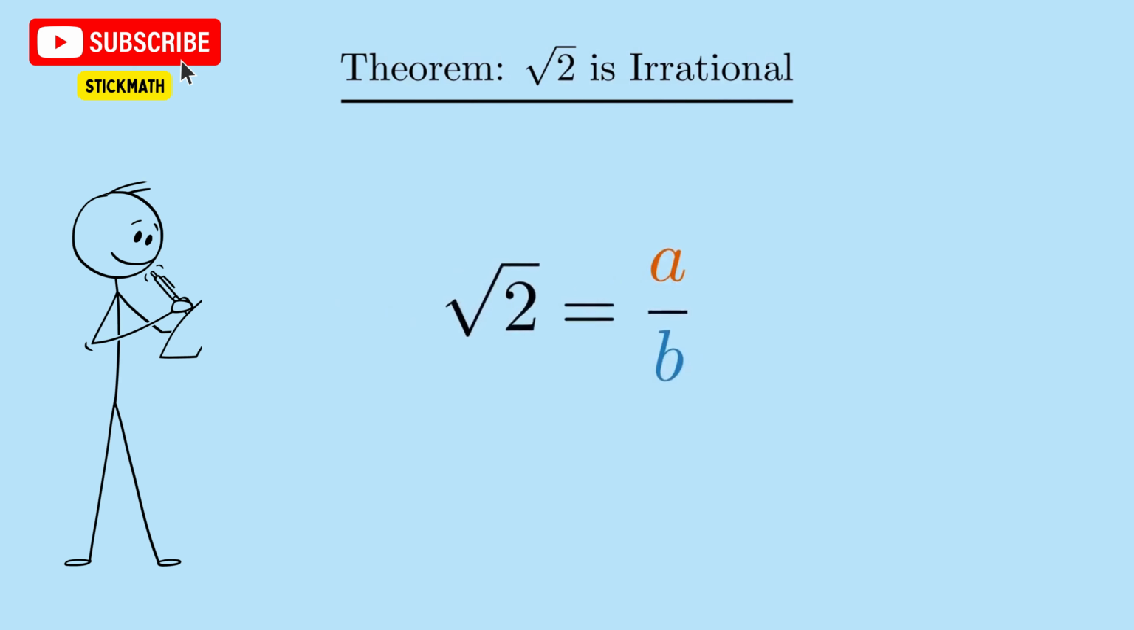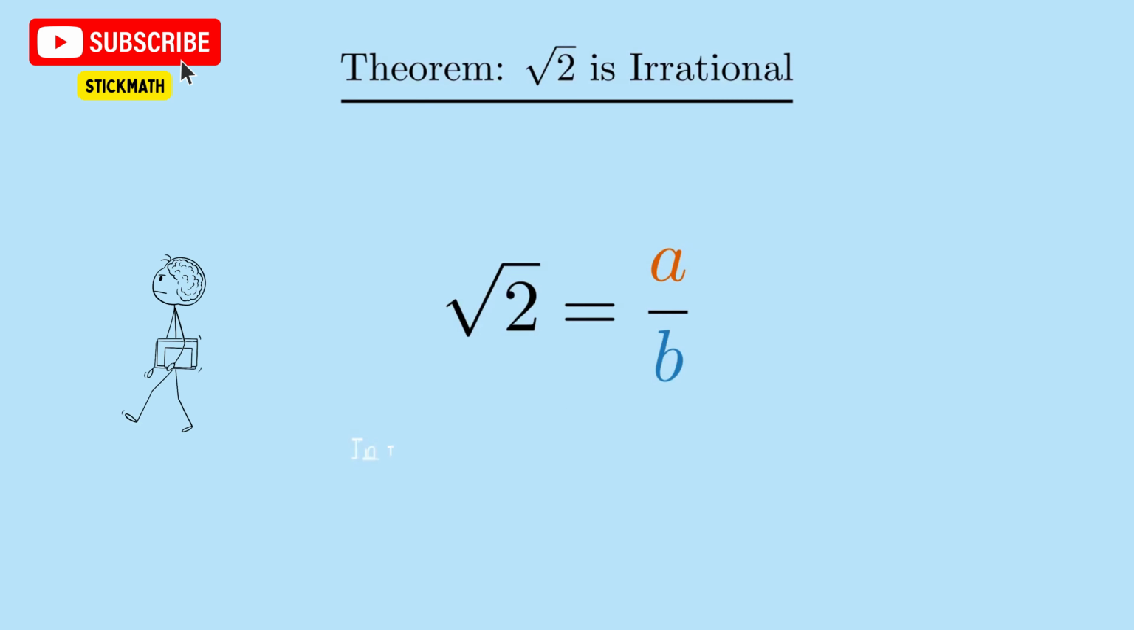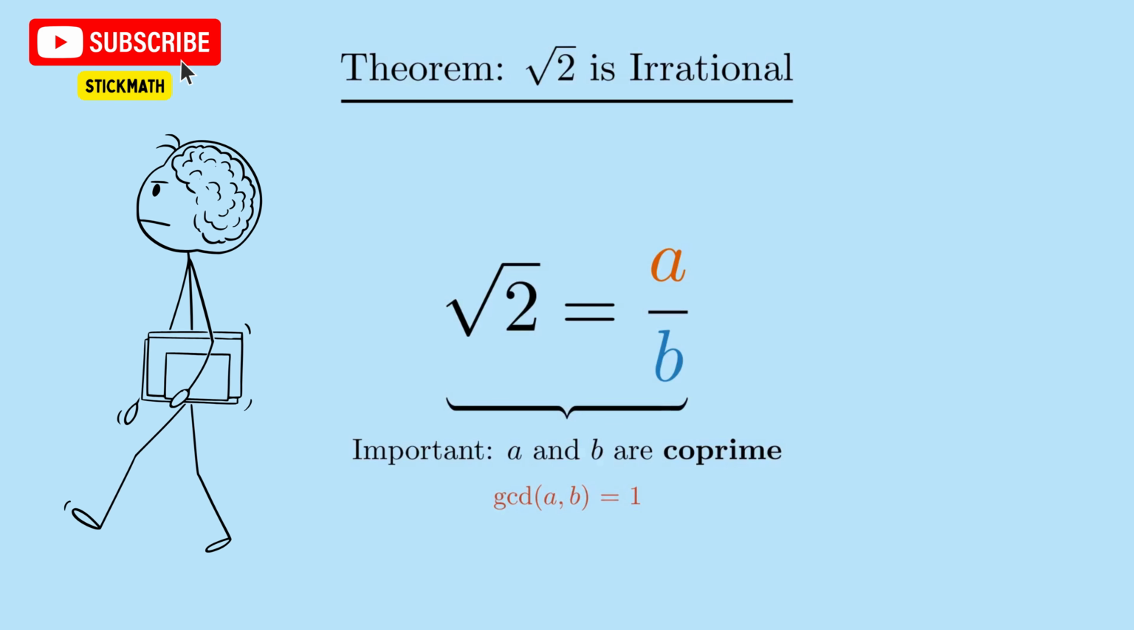If it is rational, we can write it as a simple fraction, a over b. But here is the most important rule for this proof. We assume this fraction is in its simplest form. This means a and b have no common factors. They are coprime. Remember this rule, it will destroy our assumption later.